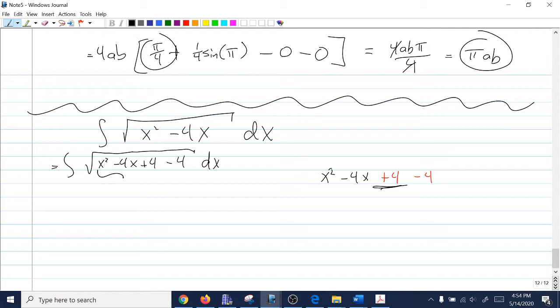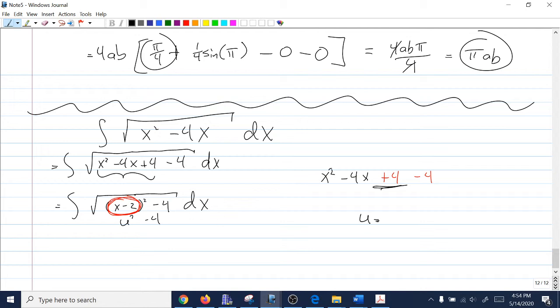This thing is now a perfect square. It's the integral of x minus 2 squared minus 4. This now looks like the form of a situation where I want to use a trig substitution. It's not x squared minus 4, it's this squared minus 4. That's okay.